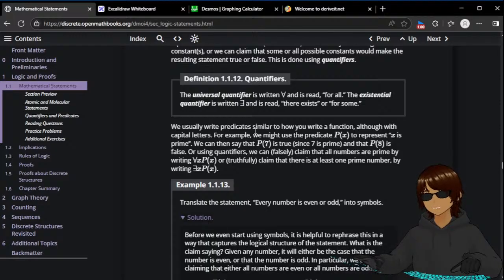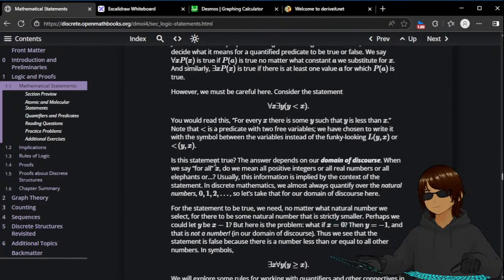We usually write predicates similar to how you write a function, although with capital letters. For example, we might use the predicate P(x) to represent x is prime. We can say P(7) is true since 7 is prime, and that P(8) is false. Or using quantifiers, we can falsely claim that all numbers are prime by writing for all x P(x), or truthfully claim that there exists a prime by writing there exists x P(x).